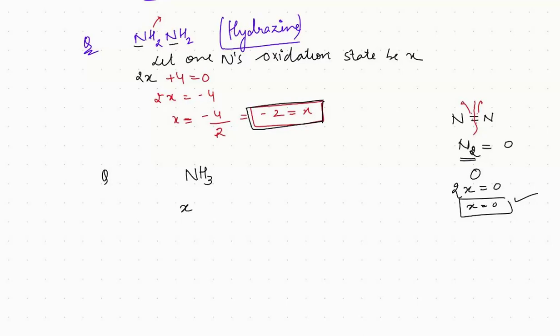So when you're talking about nitrogen in NH3, let nitrogen be X. And hydrogen would be +1. So for 3 hydrogens, it is going to be +3. Overall charge is going to be 0. So X is going to be -3. So here in ammonia, nitrogen carries a charge of -3.